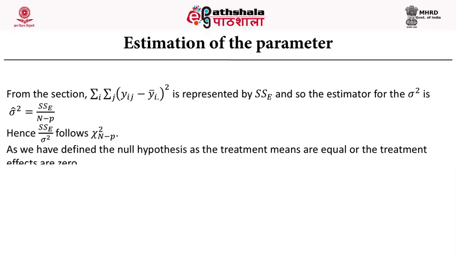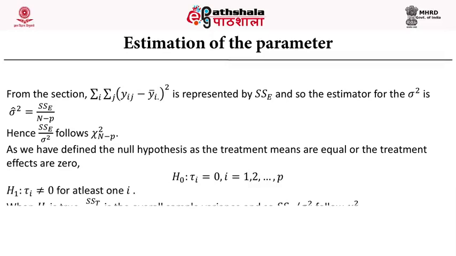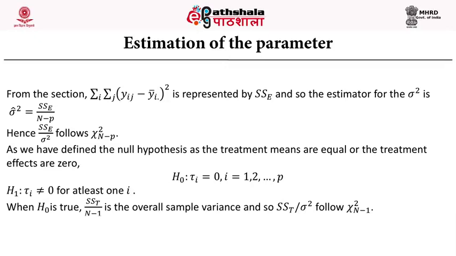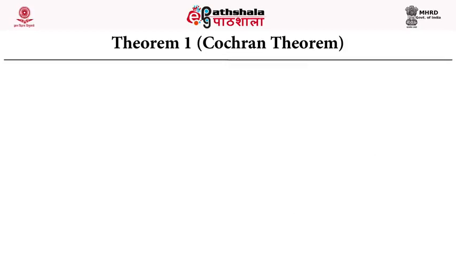As we have defined the null hypothesis, the treatment means are equal, or the treatment effects are 0. So here H naught is tau i equal to 0, where i varies from 1 to p, and H1 is tau i not equal to 0 for at least one i. When H naught is true, SST, the sum of squares of total divided by n minus 1, is the overall sample variance, and SST upon sigma square follows a chi-square distribution with n minus 1 degrees of freedom.